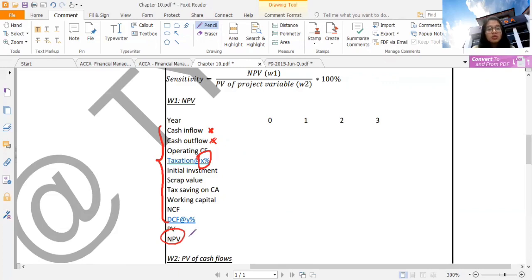Right? Now, when I say variable, it can be any one of these items, plus sales volume as well. Of course, sales volume, you don't see it directly inside here, but it indirectly affects your calculation, right? So sales volume. So all these will affect your NPV in such a way it may become zero or negative.